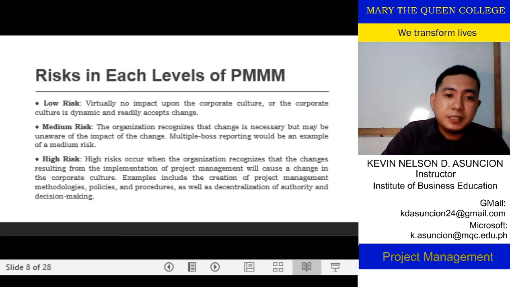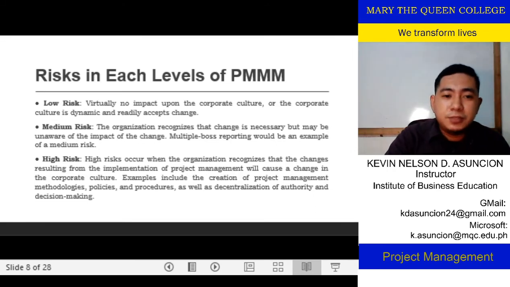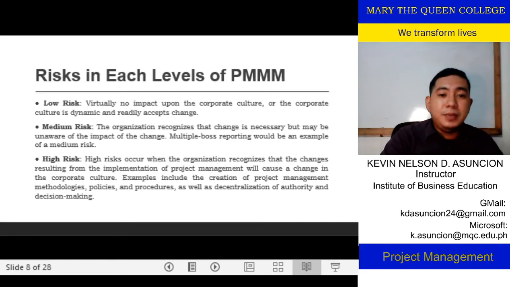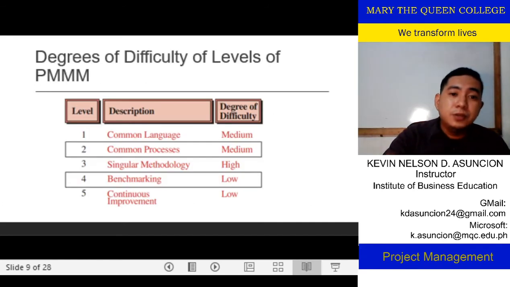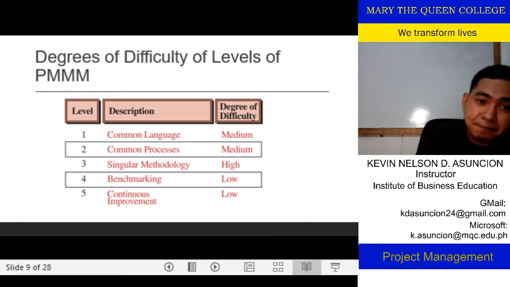And there will be high risk if it will occur when the organization recognizes that the changes resulting from the implementation of the project management will cause a change of the corporate culture, no? So example includes the creation of project management methodologies, policy, and procedures. This will be uncertain, no? So take a look at the degree of difficulty in each level of the PMMM, no?